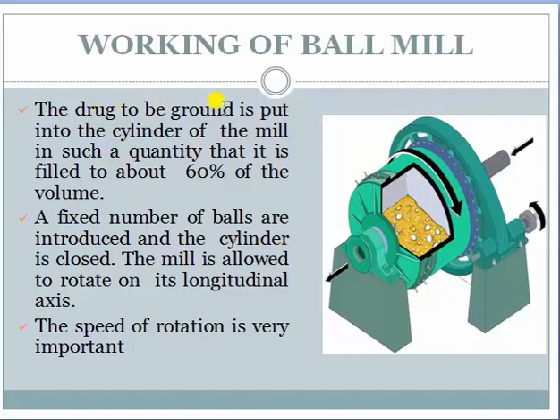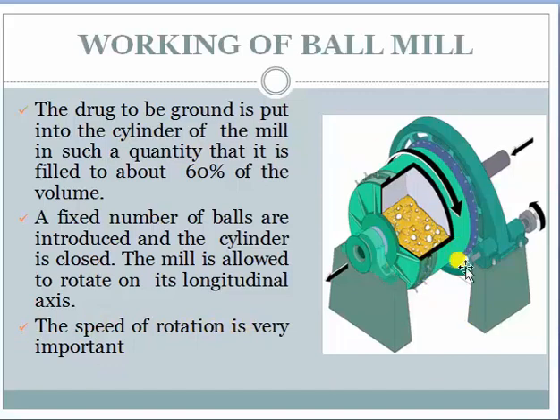The drug to be ground is put into the cylinder of the mill in such a quantity that it is filled up about 60% of the volume. The fixed number of balls are introduced and the cylinder is closed. The mill is allowed to rotate on its longitudinal axis. The speed of rotation is very important.